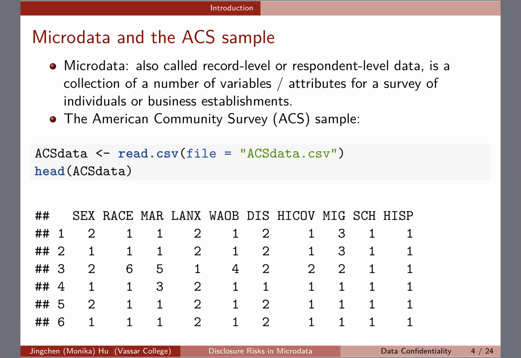Perfect. Okay, so microdata is also called record level data or respondent level data. We've been talking about it, and that's what the ACS is. It's a collection of a number of variables, attributes for a survey of individuals or business establishments. So what we're working on is individuals, like people. But there are also business establishment surveys, collecting information about, I guess, cash flow, whatever, any information I can think of for a business establishment. So they're still microdata because they're still at the micro level, but it's just a different subject.